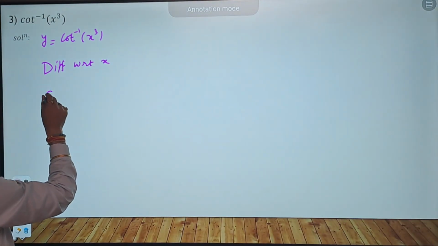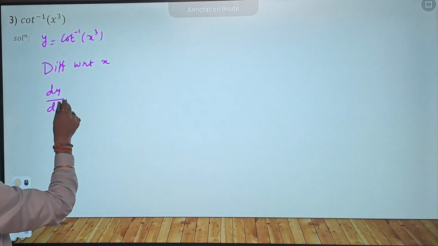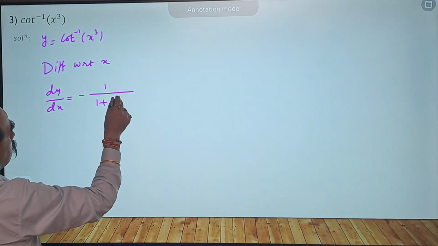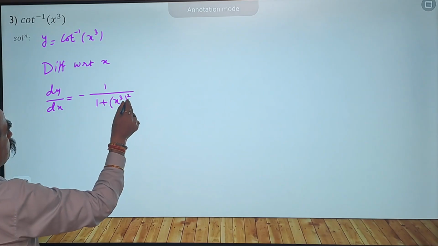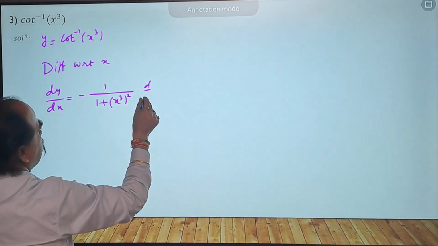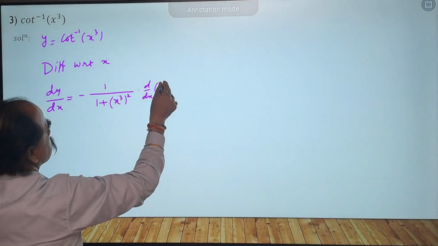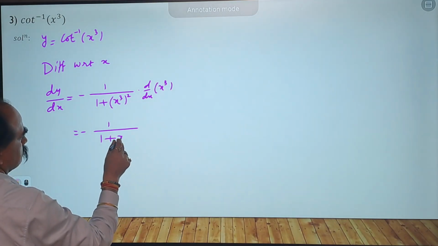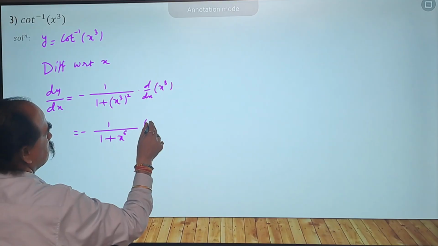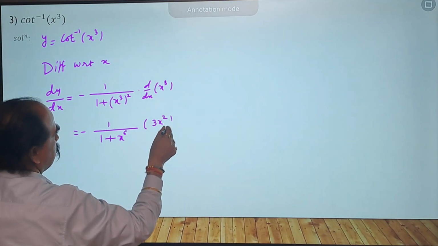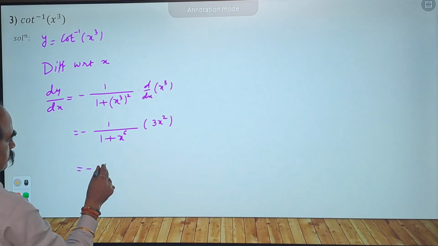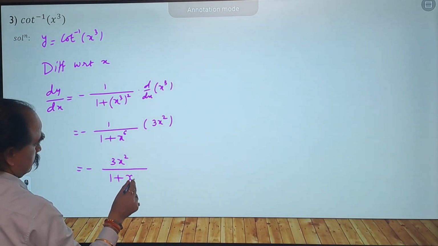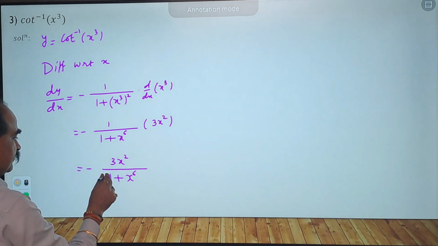y is cot inverse x cube. Differentiating with respect to x. Derivative of cot inverse is what? Minus 1 upon 1 plus x cube square into derivative of x cube. Minus 1 upon 1 plus x raised to 6 into 3x square. Minus 3x square upon 1 plus x raised to 6.